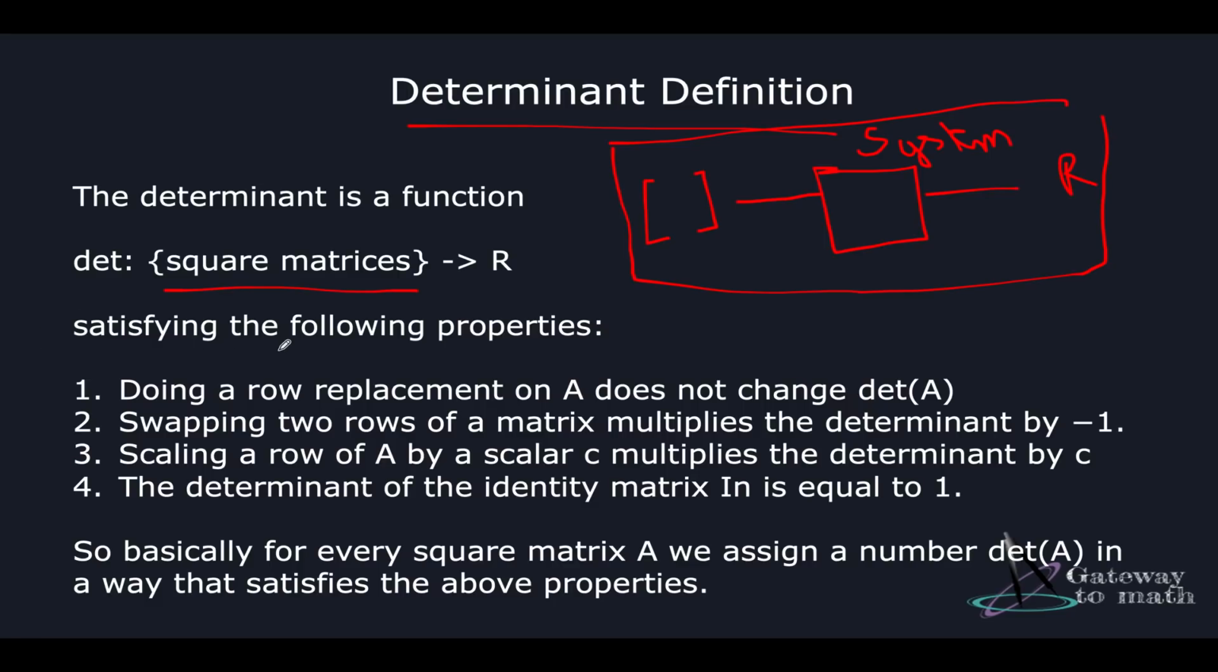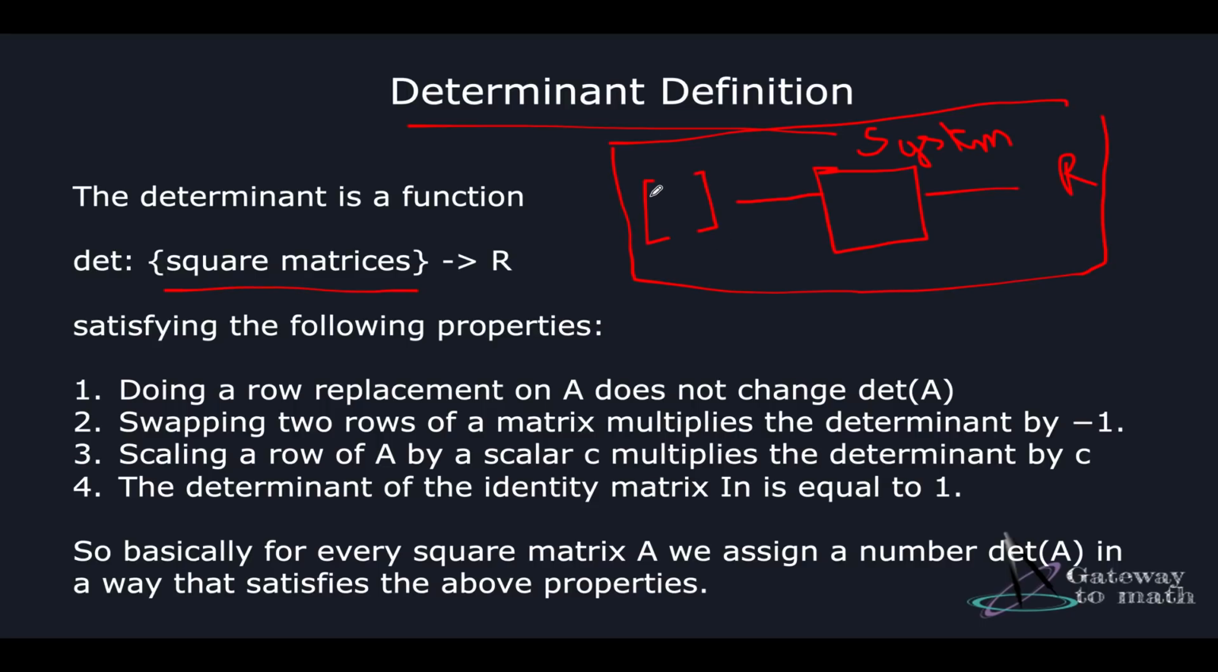Now determinants follow certain properties. There are majorly four important properties. You might skip them altogether, it's not important, but if someone's studying determinants from an exam standpoint, that's why I've put these 4 pointers together. Doing a row replacement on A does not change the determinant of A. So if you're doing some kind of a row replacement operation on your matrix, then the determinant, the real number output, does not change.